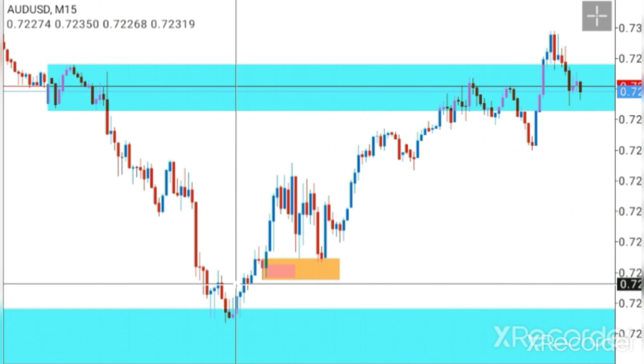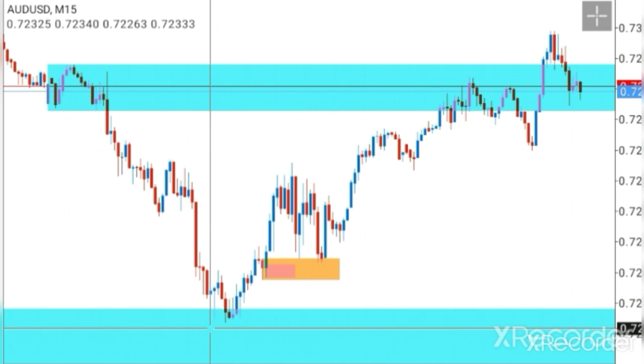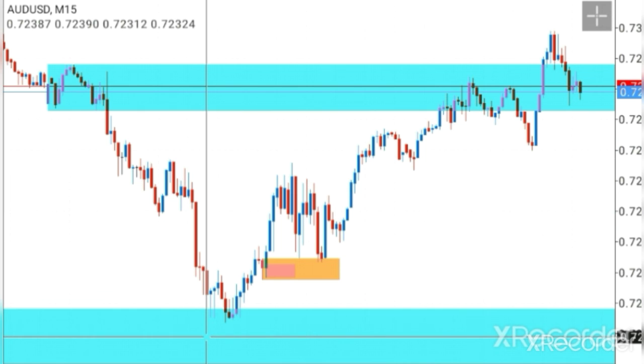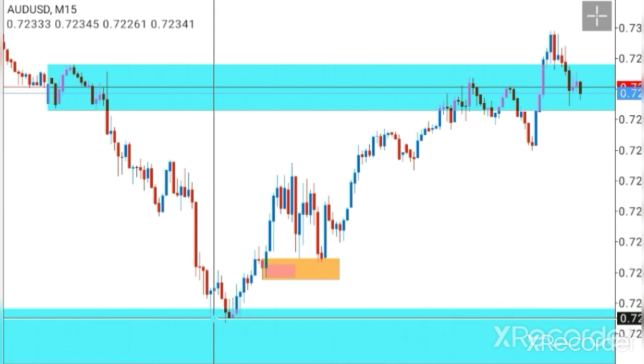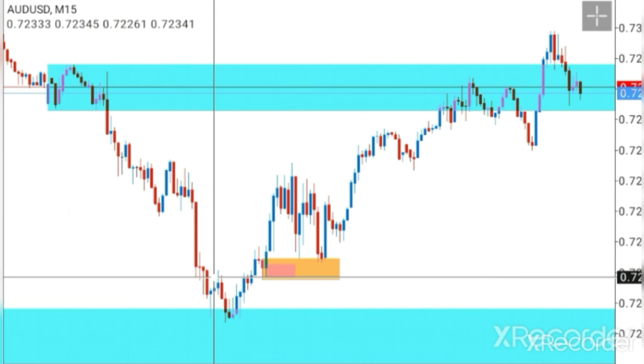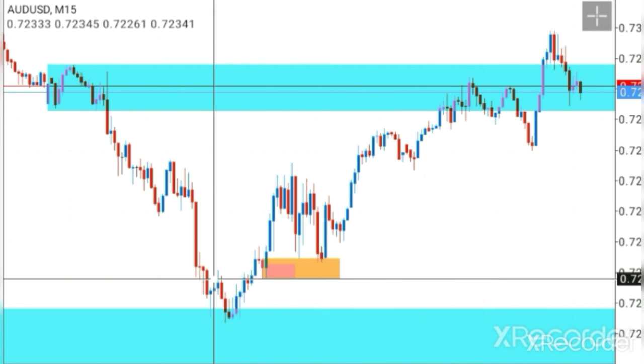Price came down into your 4-hour OB, this light blue box down here. It came into your 4-hour OB and then went up again to break this structure to the upside. That's the first break of structure. Take note, that's the first break of structure. It is not a confirmation that trend is changing, but it gives probability that price may be changing trend.